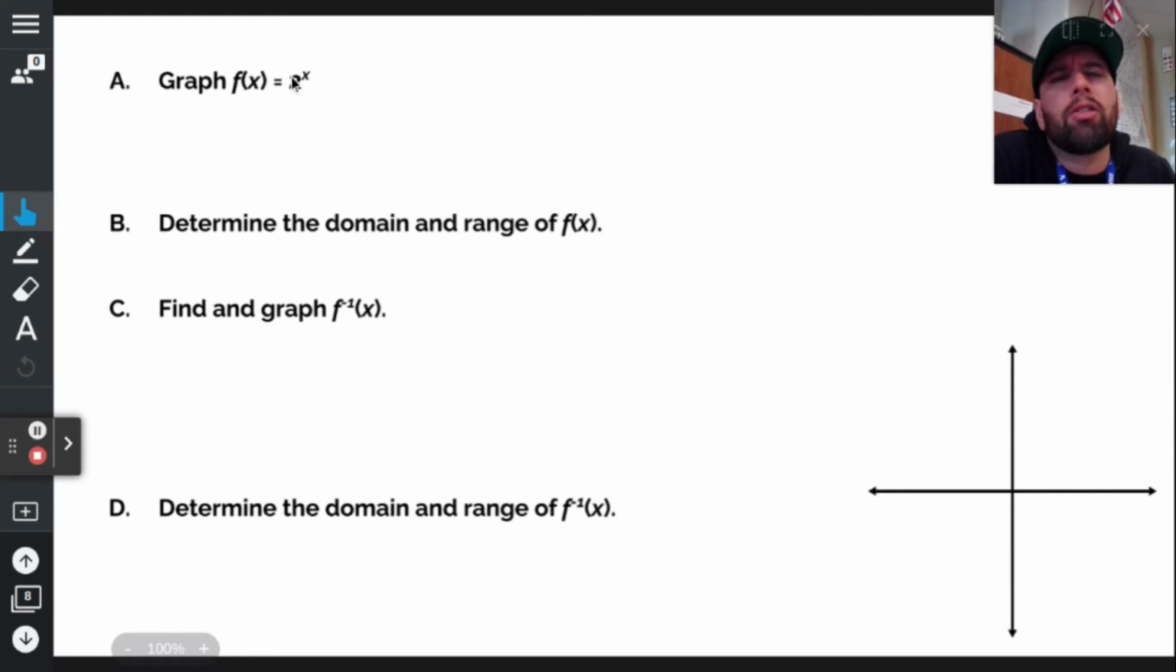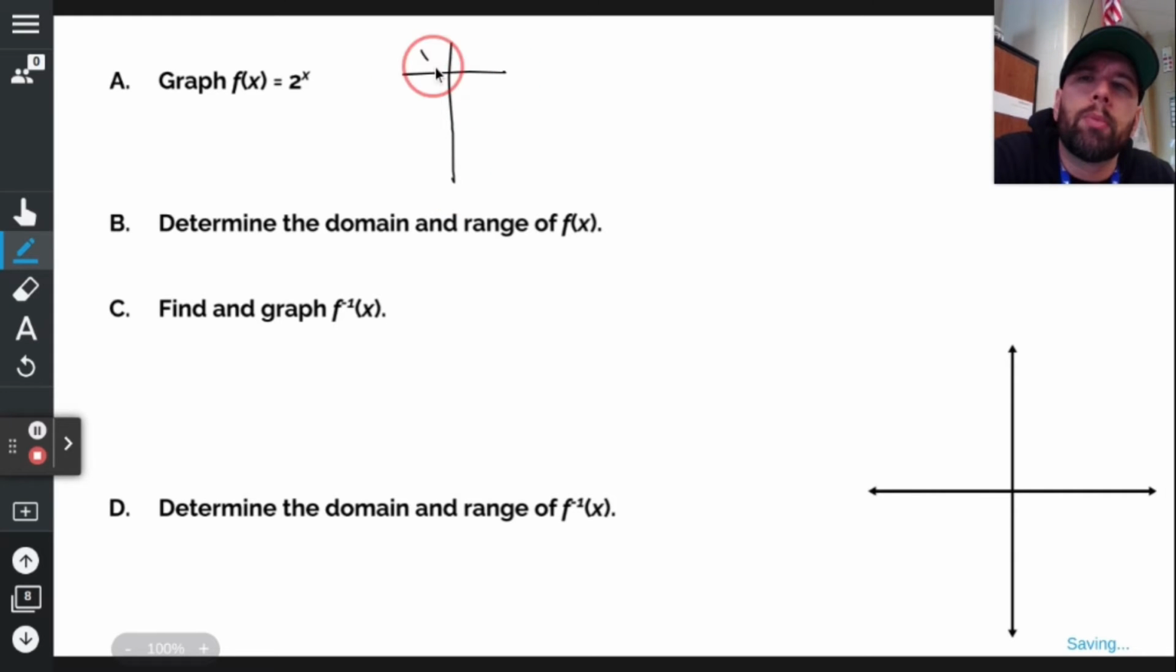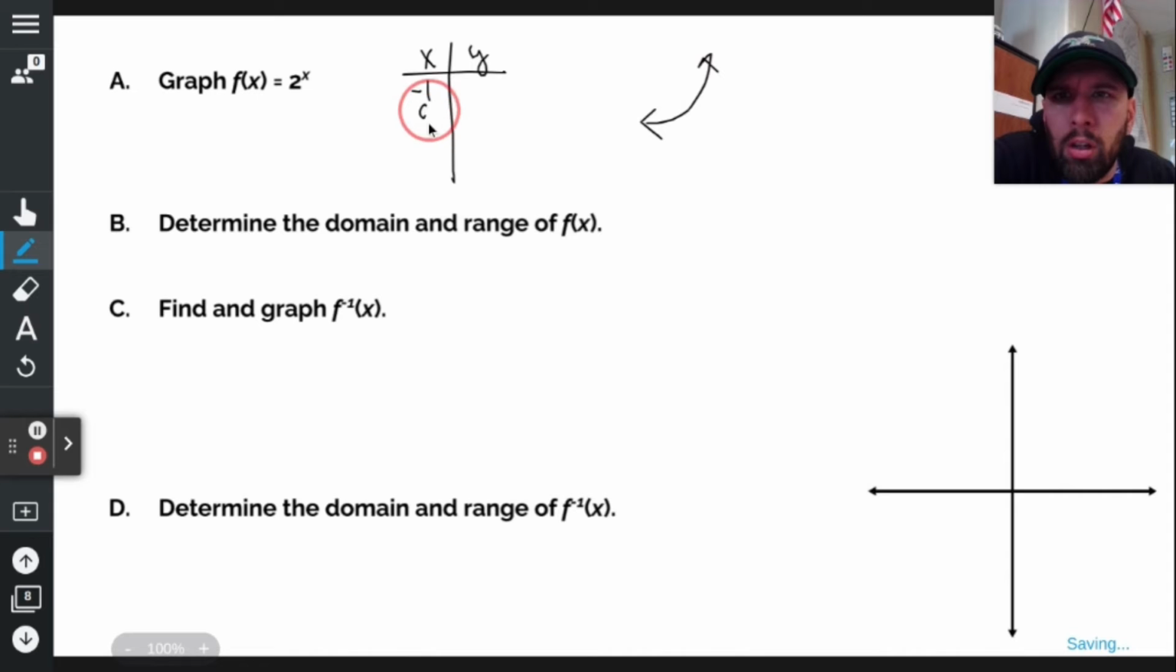Graph f of x equals 2 to the x. So I'm going to make myself an xy table. I already know that this is going to look something like this, but I want to be sure. I'll choose negative 1, 0, 1, 2, 3. If I plug in negative 1, that's 2 to the negative 1, which is a half. If I plug in 0, I get 1. If I plug in 1, I get 2. If I plug in 2, I get 2 squared, which is 4. And if I plug in 3, I get 2 to the third, which is 8.